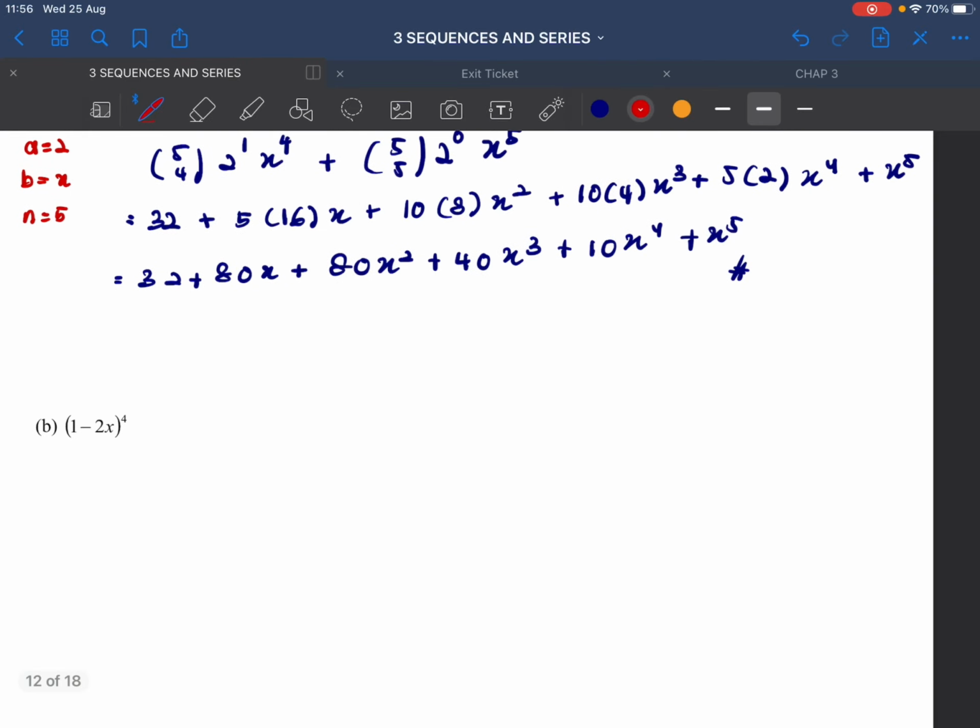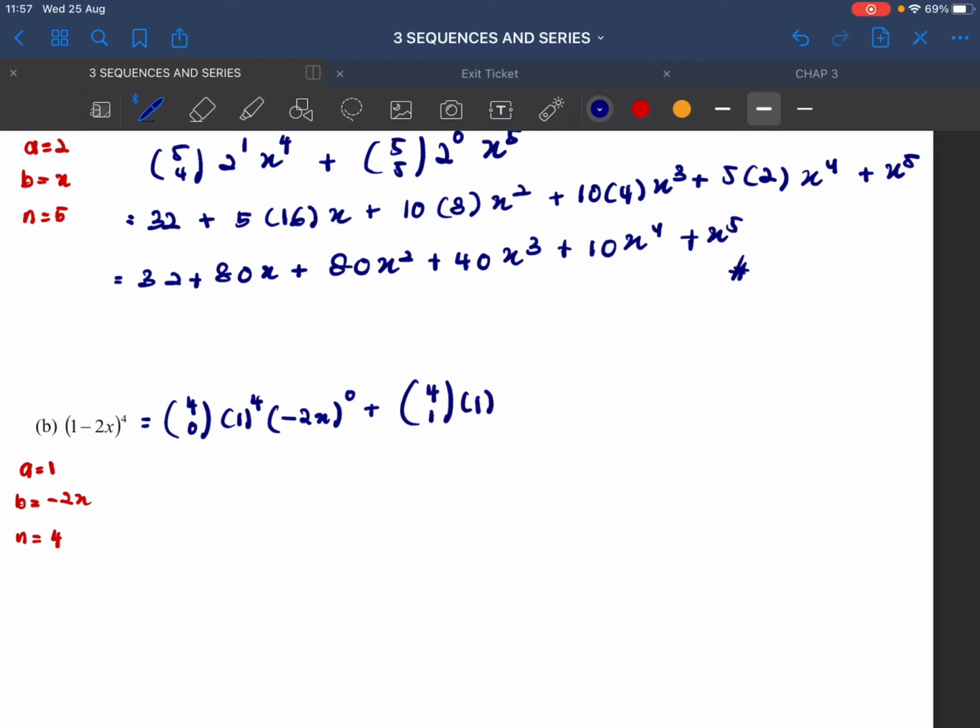Okay, identify first, our A is 1, our B is -2x. Whenever you see negative, you know you have to be extra careful. Okay, so here, start with nCr, we start with 0, which is 4C0. Our A is 1, start with power n. Our B is -2x, start with power 0. Okay, so go 4C1, 1 will decrease, so we will get 3. -2x, we will get 1 power. So we have 4C2.